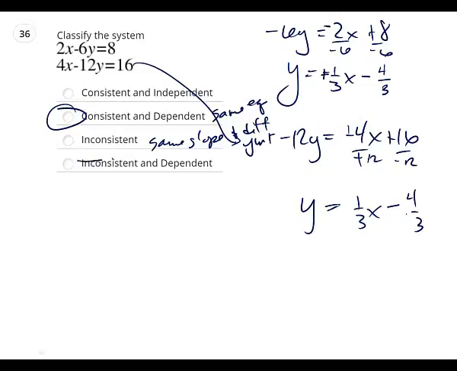And this last answer is nonsense. This one just has to have a different slope. It doesn't matter where their y-intercepts are. All right, we good with 36?